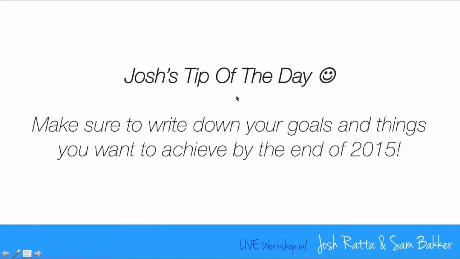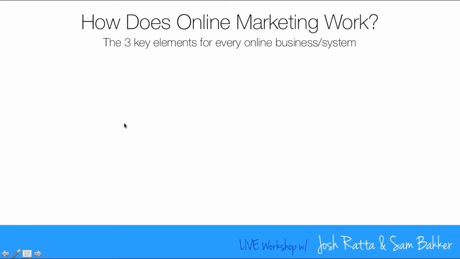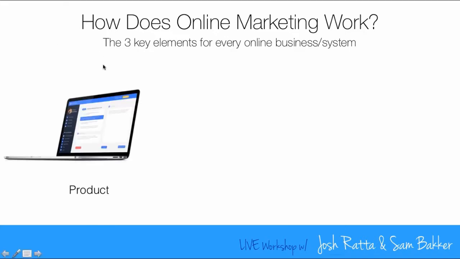Okay, so that was my quick tip of the day, and now let's get into online marketing. There are 3 key elements for every online business or system that works online. The first one is that you need a product. Even in affiliate marketing, you still need a product to promote. Whether it be your own product or someone else's, you need a product to sell online to make money. The same applies if you've got a service, maybe as a local business owner. Then it's a product or service that you're going to be selling online.